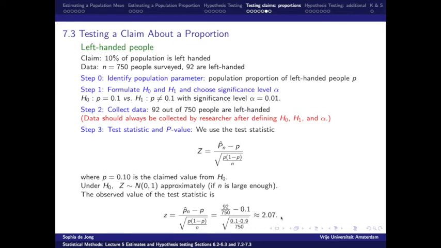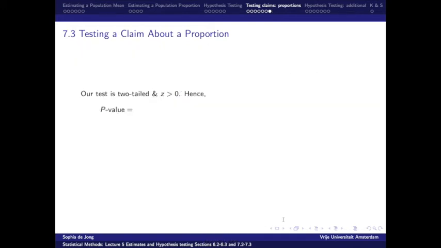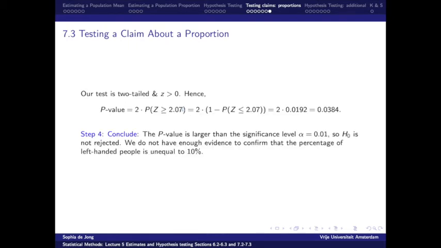This test is two-sided and the z-score is greater than 0. That means that the p-value is equal to 2 times the probability that our test statistic is greater or equal than 2.07. So we go to the table and we find this value, but then this is the probability of z being smaller than 2.07, so we have to take the complement, 1 minus this probability, because we can find this probability in the table. This probability is equal to 0.9808, and then 1 minus the probability is equal to this, and then 2 times, then this is our p-value.